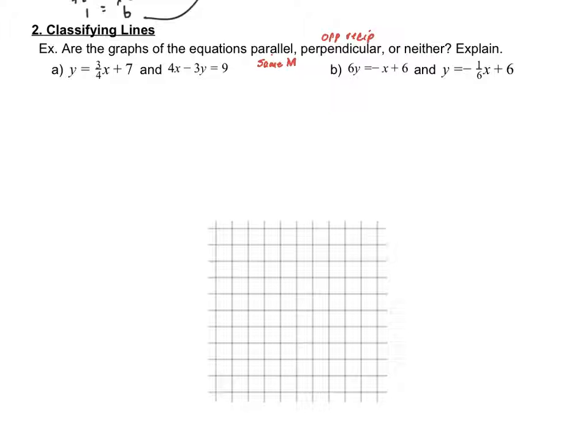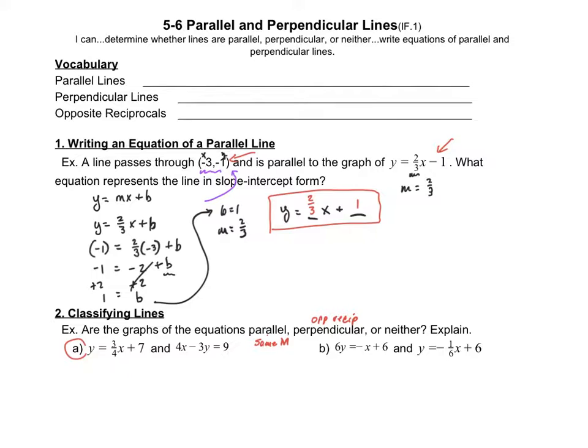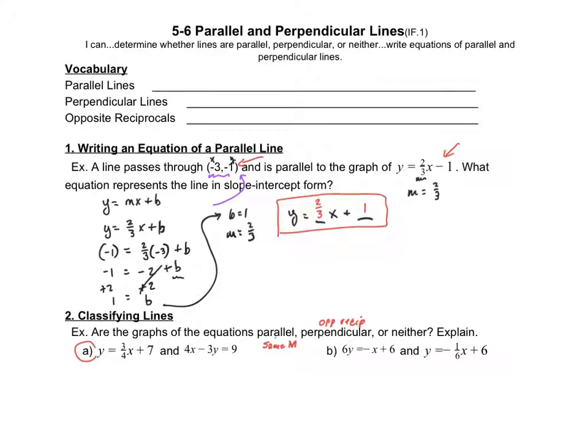So one way to begin doing A here is to, let me clarify, opposite reciprocals. So if I have 2/3, because we've used that slope, the reciprocal would be 3/2, and the opposite would be negative. So we went from a positive 2/3 to a negative 3/2. That is an opposite reciprocal.